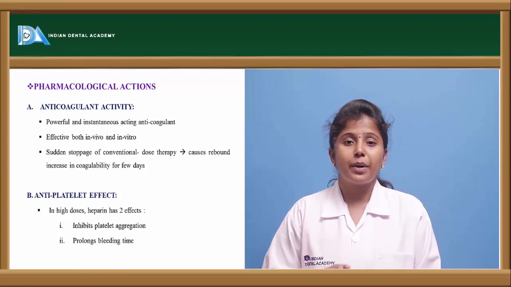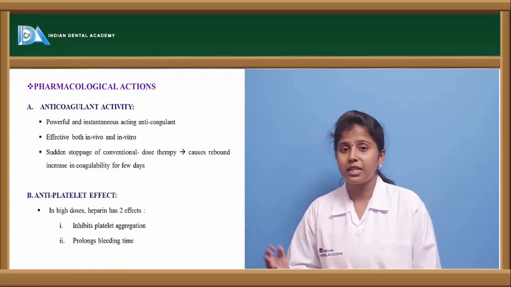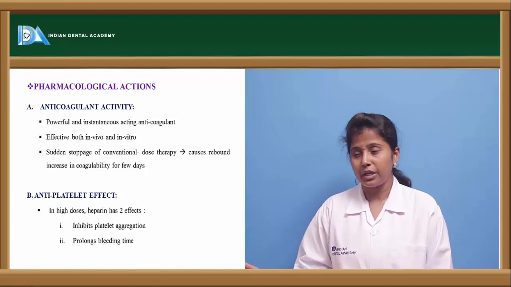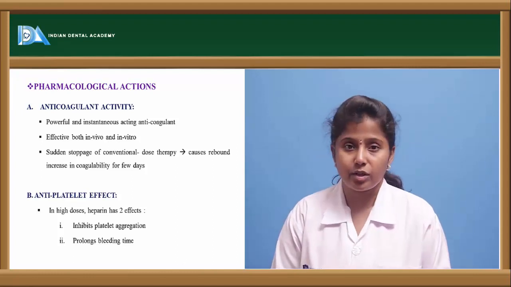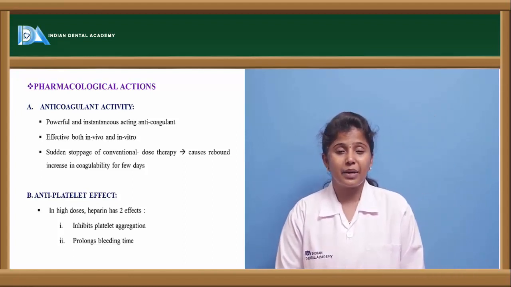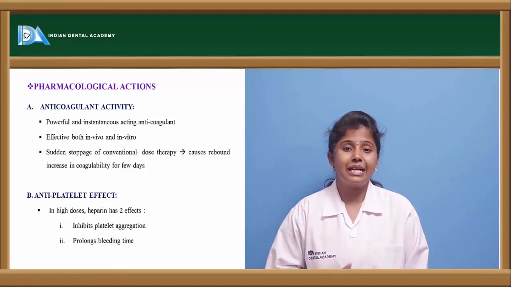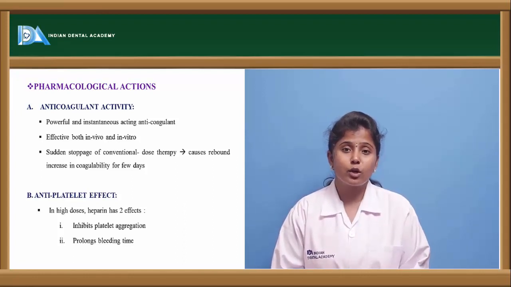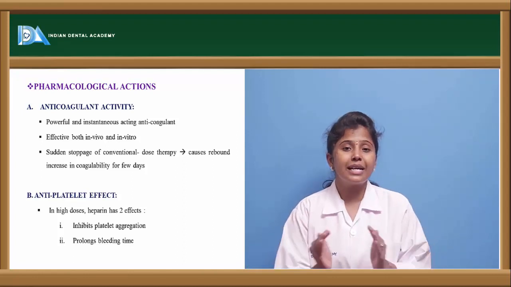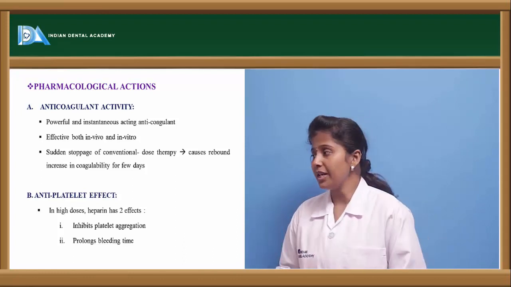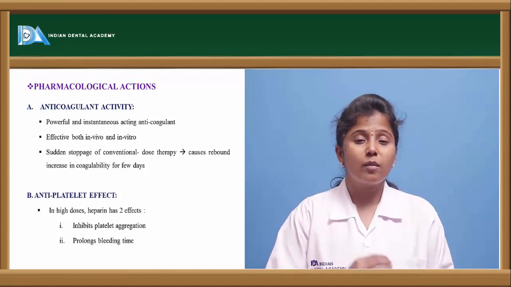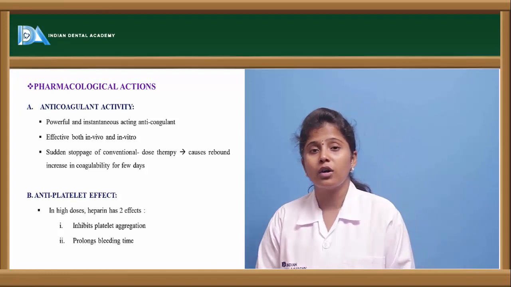Here we should not stop heparin all of a sudden. If we stop heparin all of a sudden, it may lead to withdrawal syndrome, and thereby rapid coagulation occurs in the body. And the antiplatelet effect: if we give heparin in higher doses, it inhibits platelet aggregation. The platelets have to aggregate, to mass, to form a clump in order to form a coagulation. So the platelet aggregation is inhibited if heparin is given in higher doses, and it even prolongs the bleeding time. The time taken for the blood to ooze out of the body is extended by this heparin.